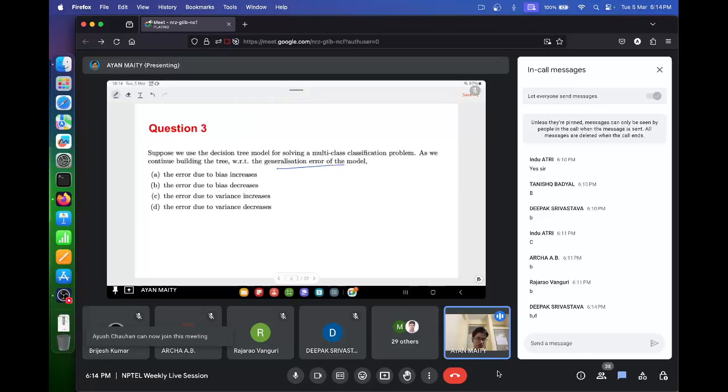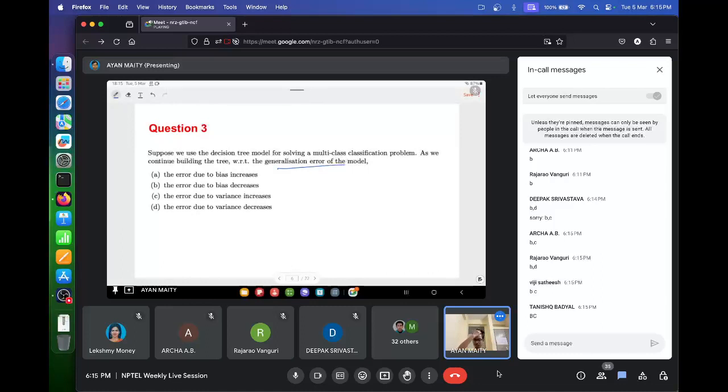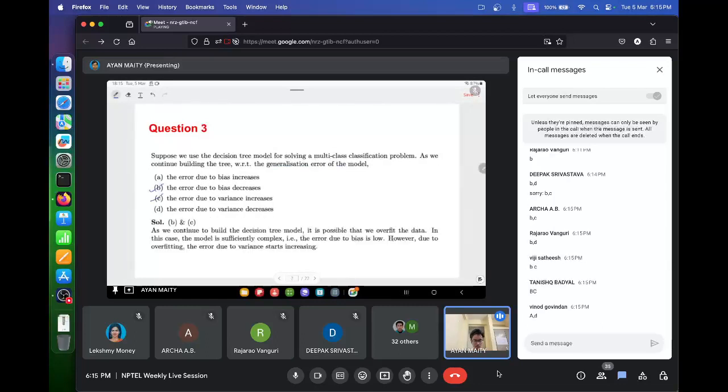And multiple options may be correct in this question. B and C. Okay, B and C. Deepak Srivastav is also saying B, C. Archa is saying B, C. Raja Rao is saying B, D. Vijay Satish is saying B, C. Tanisk is saying B, C. So the correct answers are B and C. Most of you have given the correct answer.